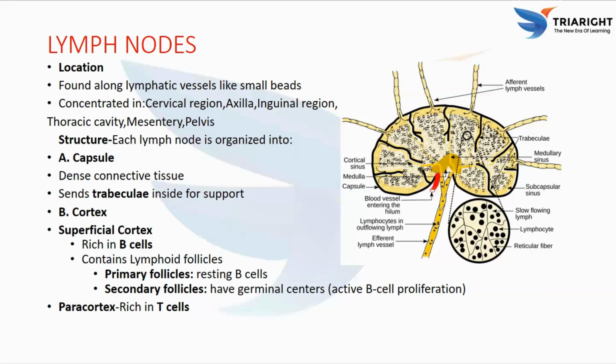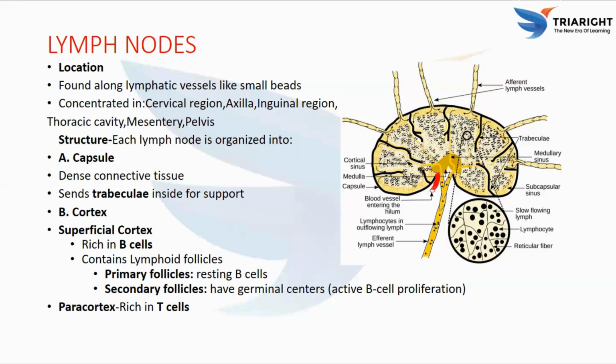So what is lymph flow through a lymph node? Afferent lymph vessels bring the lymph into the lymph node. This lymph enters the subcapsular sinus just beneath the capsule. So this flows through the cortical sinus as well as the medullary sinus, and immune cells filter the pathogens. At last, the lymph exits through the efferent lymph vessel at the hilum, which is the only one efferent vessel.